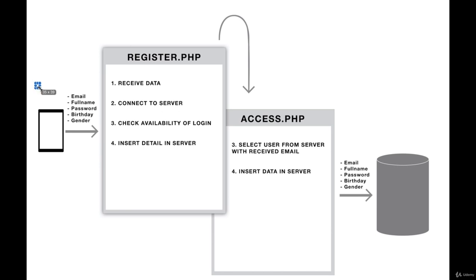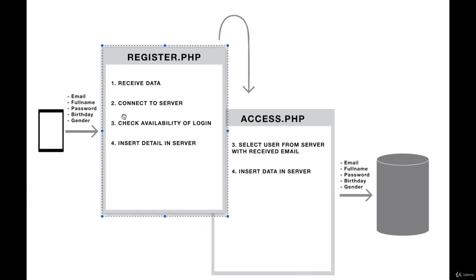So one more time to summarize, we have the app where we type in all the details, like email, first name, last name, password, birthday, gender, and others, and we send them to register.php. Register.php is in charge of the logic of the work. First it will receive the data. If the data is received well, then it will connect to the server. Once it's successfully connected to the server, then it will check the availability of the email or the login. Then it will insert the details to the server.